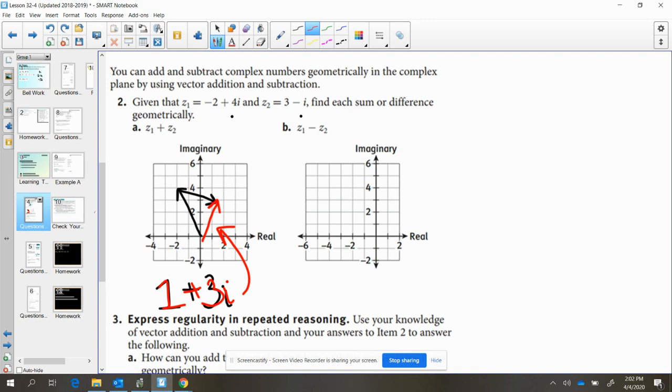Now for part B, we're subtracting the Z2. So again, be careful to distribute the negative through for Z2. Our answer here, then we would have -2 minus 3, so that's -5. And then 4 minus a negative 1, so really we're adding, we get positive 5i. And again, if we were to graph this, our resultant vector then ends up being this negative 5 plus 5i. So 5 to the left, 5 up. Again, you will see that resultant vector.